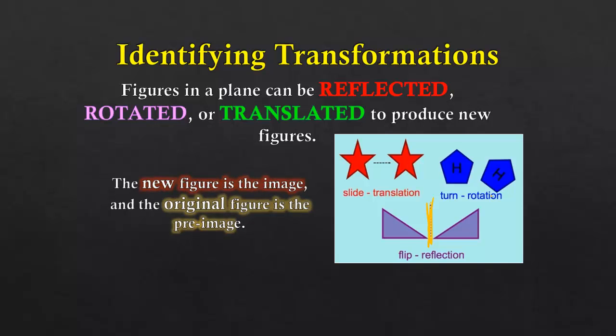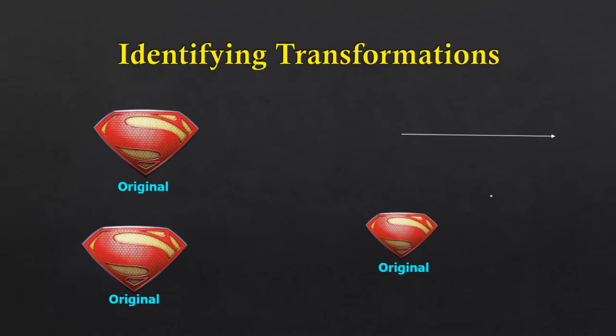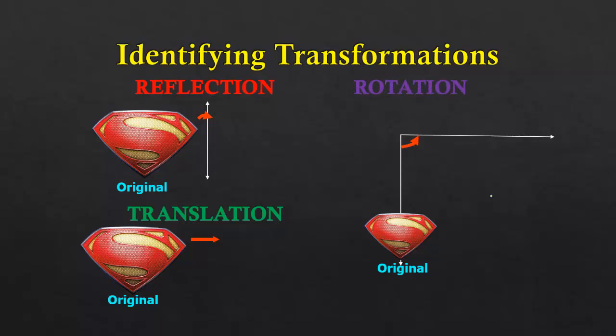All right, so the new figure is the image and the original figure is the pre-image. The operation that moves the image is called the transformation. So I've got my favorite superhero, Superman. I decided to use his shield to help identify this. So we have a reflection, we have a translation, and we have a rotation.